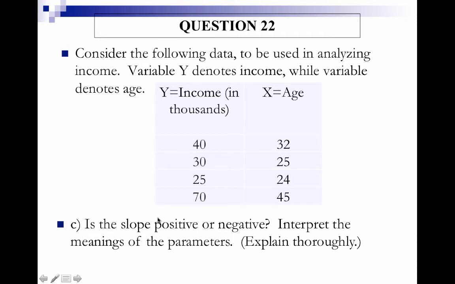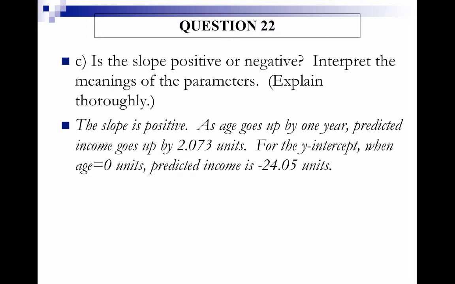Now you're asked, is the slope positive or negative? So we find that the slope is positive, and you want to interpret the meanings of the parameters. So the slope is clearly positive: as age goes up by 1 year, predicted income goes up by 2.073 units. And for the y-intercept, when age is equal to 0 units, predicted income is negative 24.05 units. Now that doesn't make economic sense since it's a negative number, but we will still interpret it. Often we are not interested in the range that the y-intercept is in.